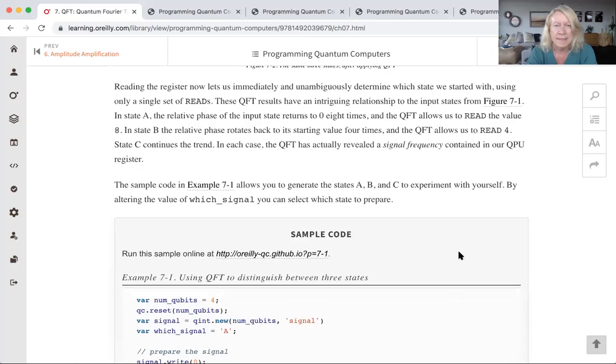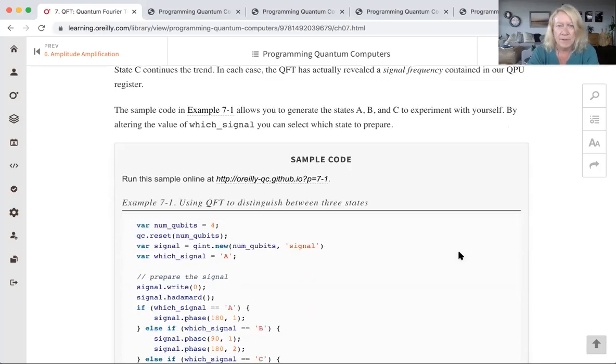And then it tells us in state A, the relative phase of the input state returns to 0 8 times. Now we don't really know exactly how that works yet, but that's what QFT is measuring. And the QFT allows us to read that value 8 out. In B, the relative phase rotates back to its starting point 4 times, so it's rotating. Somehow it's measuring the rotations. And the QFT allows us to read 4. And C is going to be another value.